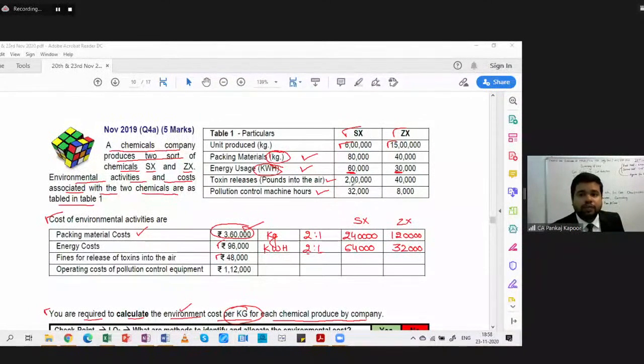How much pound of the X is there? 2 lakh. How much pound of the Z is there? 40,000. So based upon the weight, what will be the ratio? 200:40. So the ratio will be 5:1. Yes, Kunal is answering good. Very good.